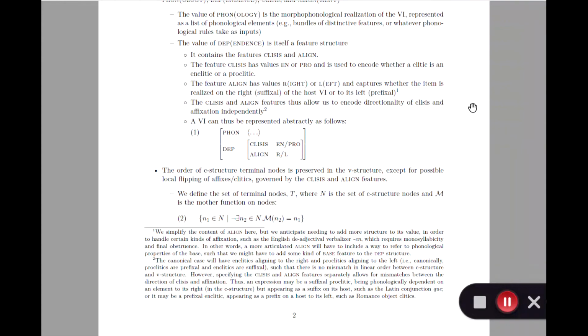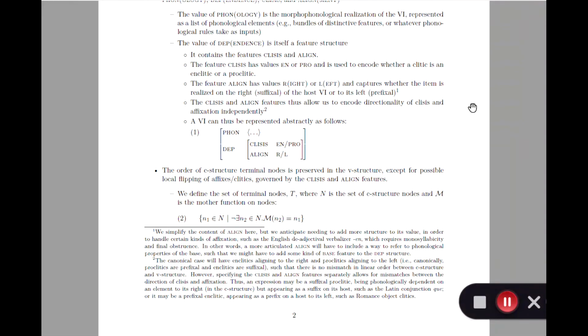But defining these features separately allows us to account for very local mismatches in order. So for instance, it allows us to account for the Latin conjunction que, which is phonologically dependent on an element to its right, but then it appears as a suffix on that element. So que can be looked at as a suffixal proclitic, whereas Romance object clitics can be thought of as being phonologically dependent on something to their left, but appearing as a prefix on those elements. So they can be thought of as a prefixal enclitic.